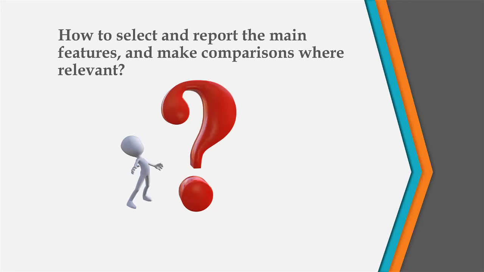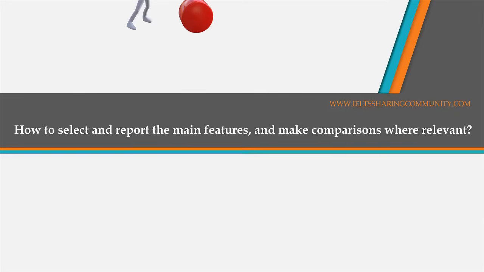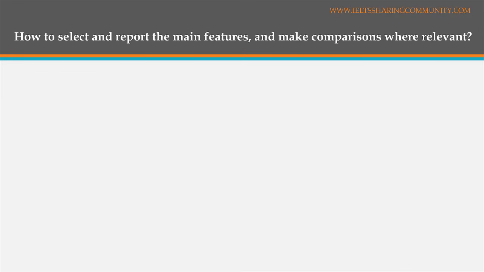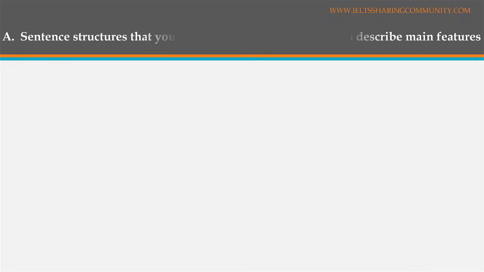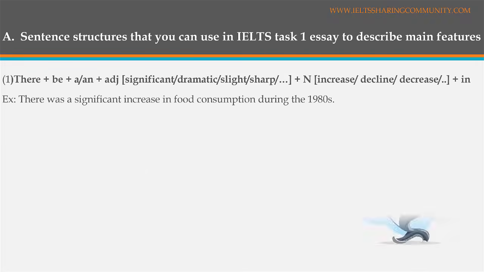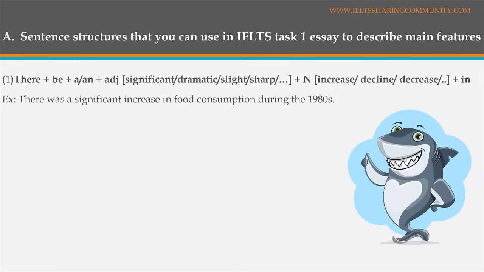Next, how to select and report the main features and make comparisons where relevant. Now, I'm going to show you main sentence structures that you can use in an IELTS writing task 1 essay to describe main features, and some good comparison sentence structures you can use to achieve a high band score in this section. There are 8 common sentence structures that you can use to describe the information. Don't forget to note down and practice as much as you can because we don't have much time to do task 1, just about 20 minutes.